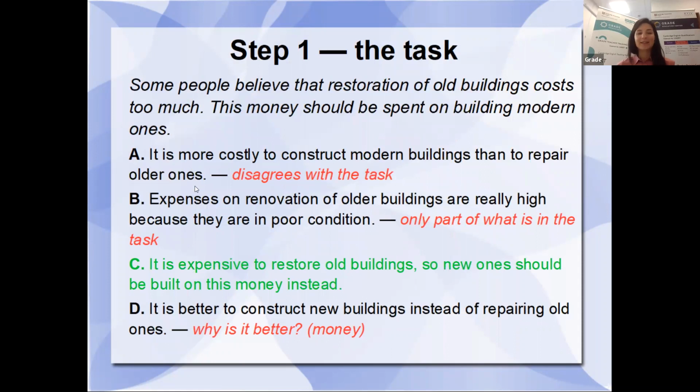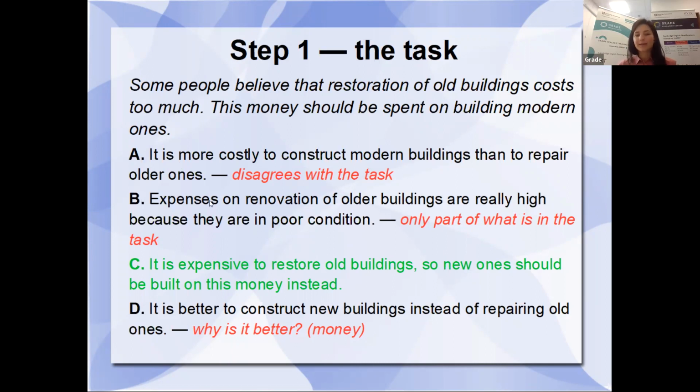And let's have a look at A. Why is it not good? Yeah, because it basically says the opposite of what the task says. Some people believe that restoration of old buildings costs too much, so new buildings should be built. And here it's more costly to construct modern buildings than to repair. So wrong.